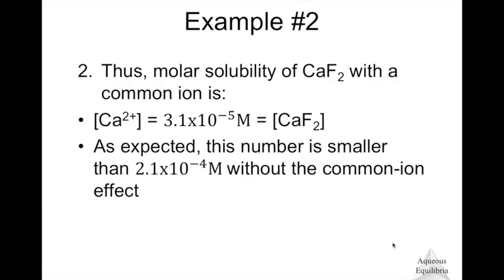So the molar solubility of calcium fluoride with that common ion is 3.1 times 10 to the minus 5. Again, same principle. That's the concentration of calcium, which is also the concentration of calcium fluoride. As expected, this number is smaller than the 2.1 times 10 to the minus 4 molar we got without the common ion in the first example we showed you.